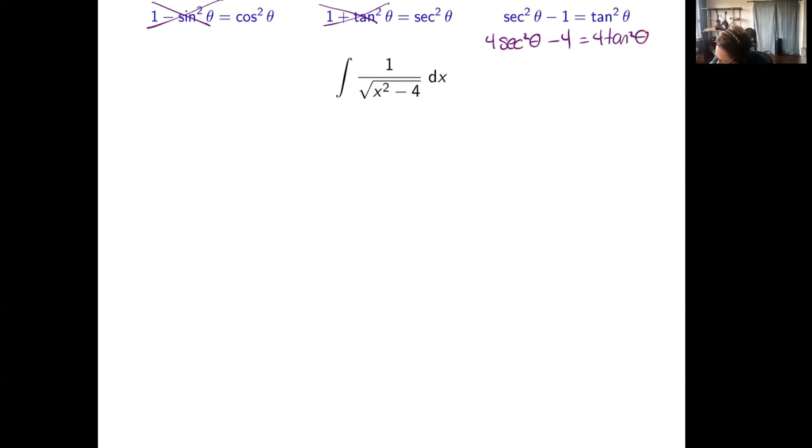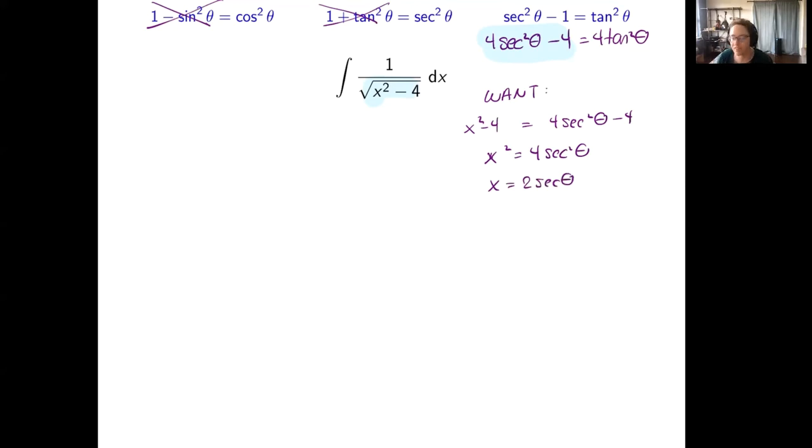So what I want now is to match x squared minus 4 to 4 secant squared minus 4. I want to find a substitution for x that will turn this into that. So the thing that I want is for x squared minus 4 to turn into 4 secant squared theta minus 4. So add 4 to both sides. X squared should be 4 secant squared theta. Square root both sides. I'm going to choose 2 secant theta. In principle, you could choose negative 2 secant theta, but why make your life difficult?